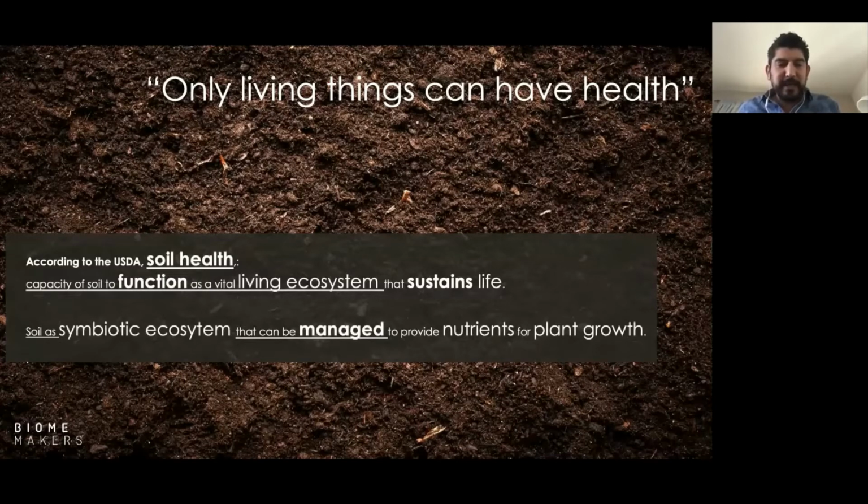The USDA defines soil health as the capacity of the soil to function as a vital living ecosystem that sustains life. Soil is a symbiotic ecosystem that can be managed to provide nutrients for plant growth. So based on that definition of soil health, we would like to argue that measuring soil health is directly related to measuring the microorganisms that live in that soil. And that's exactly what our startup here in Sacramento is set up to do. So I'm going to show you how we do that.